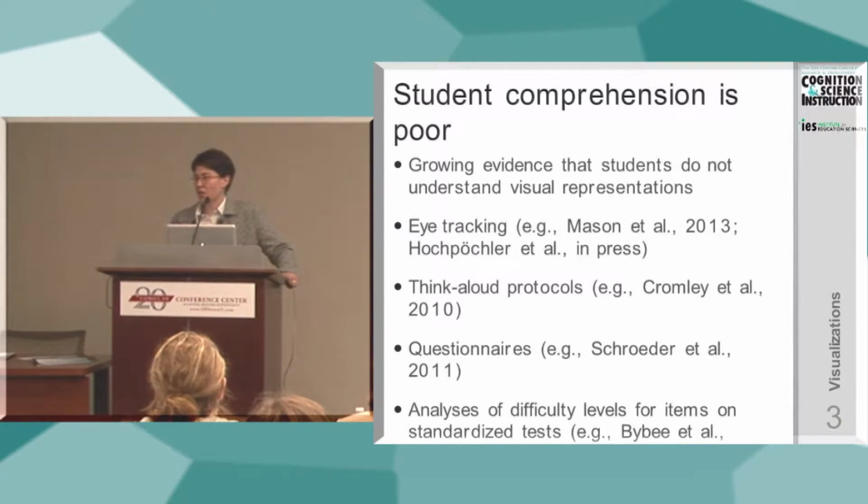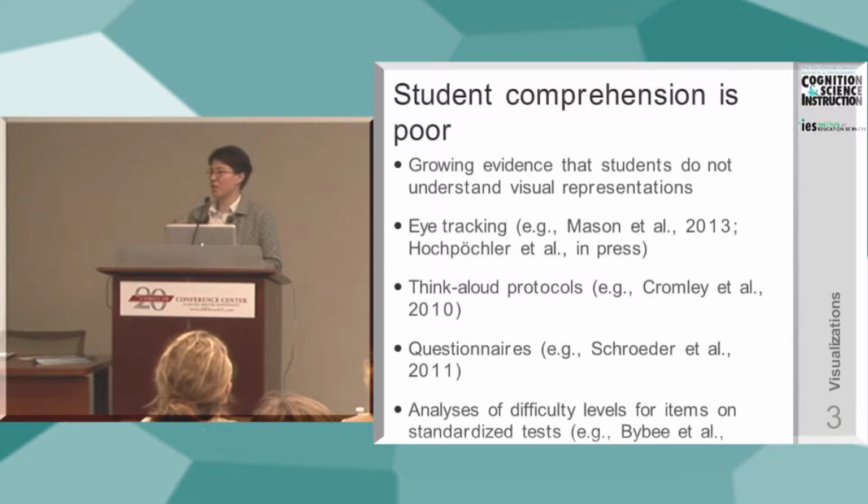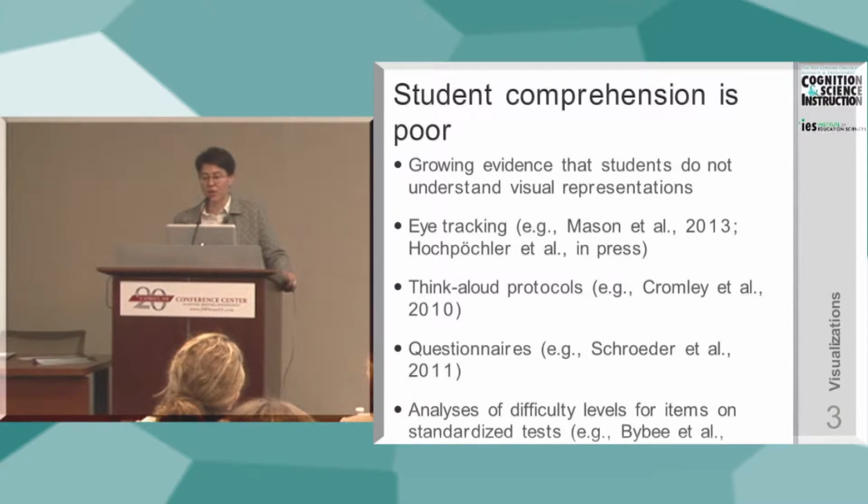And another interesting way of finding evidence about comprehension of these visuals is to say, okay, we have national and international assessments like NAEP, PISA, TIMSS. These have visual representations on them, and you can compare the difficulty levels of items that have a visual and items that have no visual, and you see that there is this difference in the difficulty levels on those items. So you might be thinking, oh, come on, these kids are very visually literate, they just look at the picture, they know what it means.